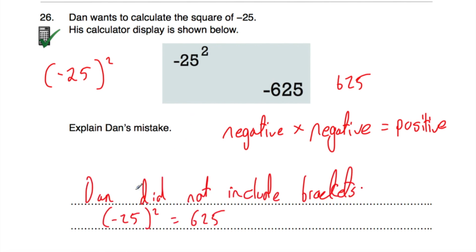So let's explain that. I've just written down, Dan did not include brackets. That's his mistake. And he should have typed in -25 in brackets squared. And the answer would be 625.